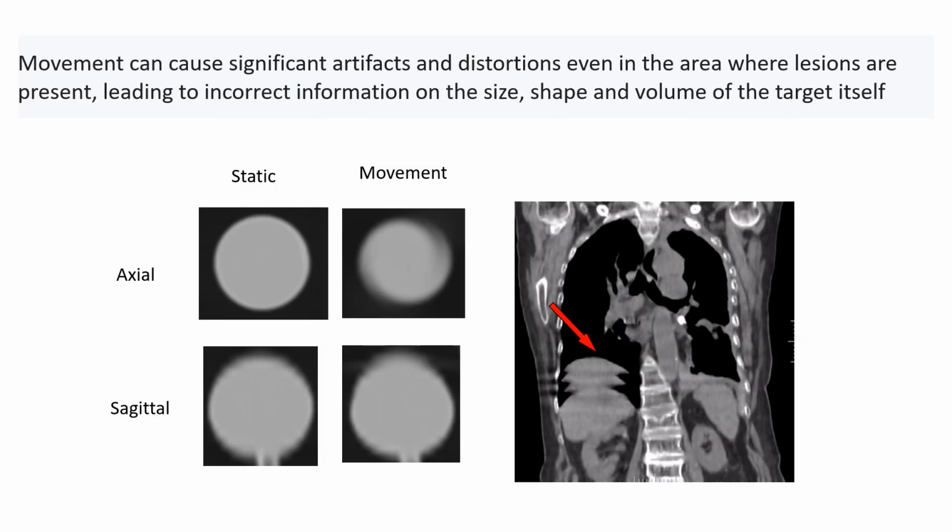In general, movement can cause significant artifacts and distortion even in the area where lesions are present, leading to incorrect information on the size, the shape and the volume of the target itself. And obviously, these artifacts are propagated to PET and result in wrong quantification. Artifacts from movement will be discussed later in this presentation. Anyway, we have to consider that all these effects have a strong influence on quantification in PET.